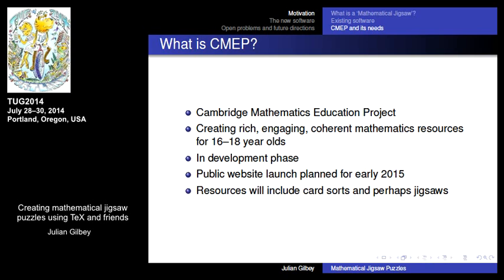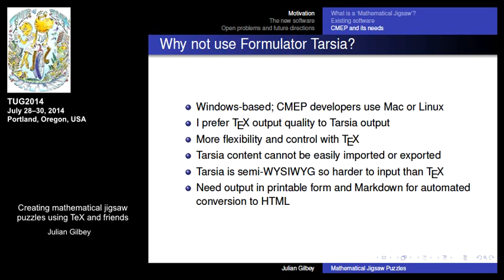The public website is going to be launched, hopefully, in early 2015. It's going to be open access. Anyone can access it. It's going to be almost open source. It's some open government license, which is a bit like, I can't remember the details, but anyone internationally will be able to access it. But one of the things we're going to include is card sorts and puzzles and matching things and group these cards into so forth. So we wanted to create jigsaws that are actually easy to print out and nice.